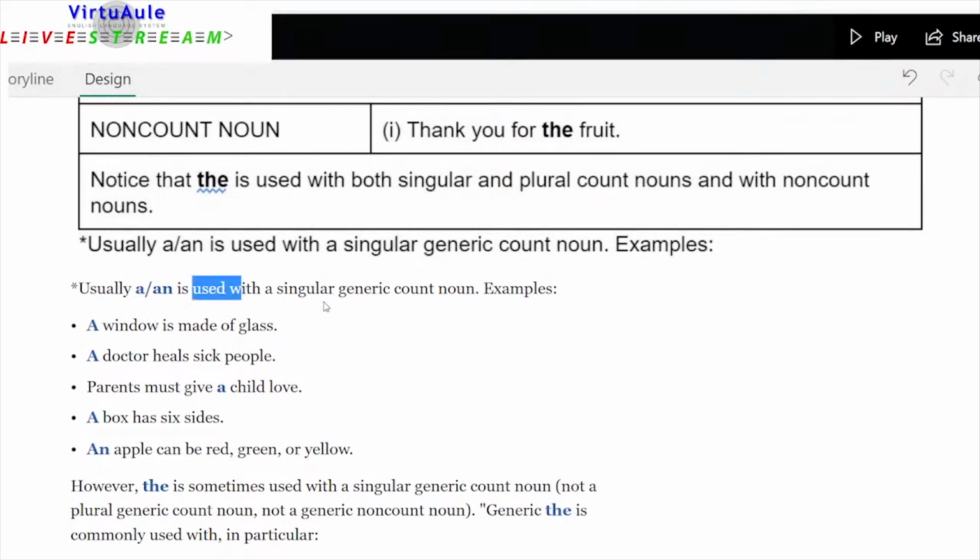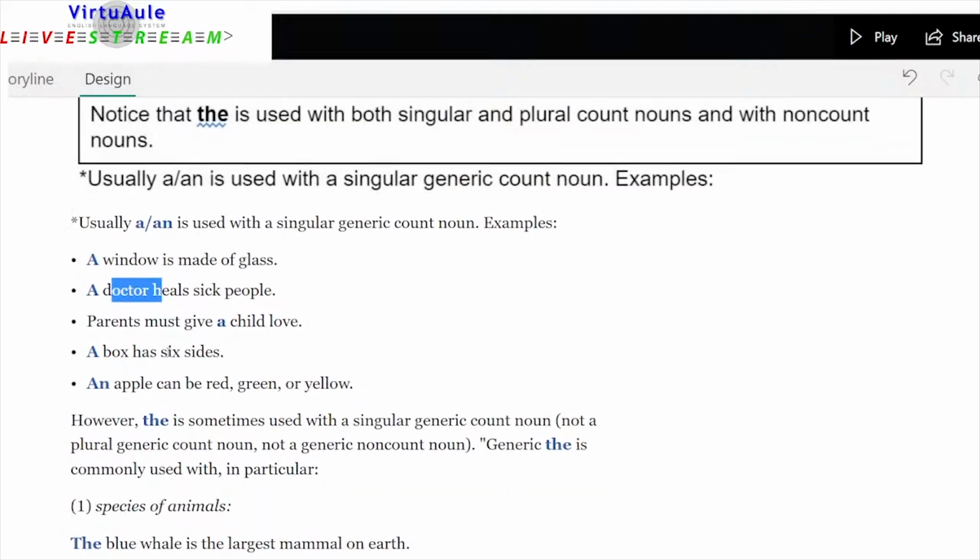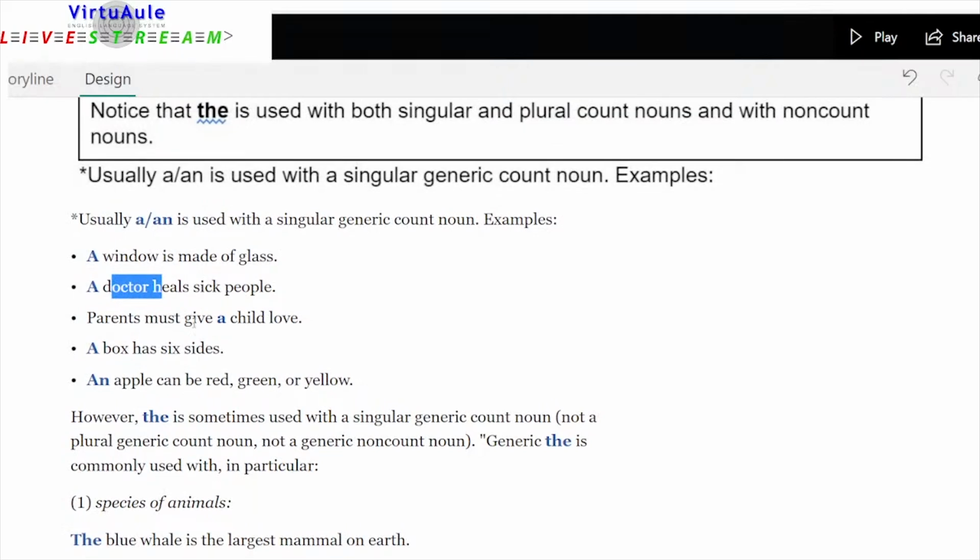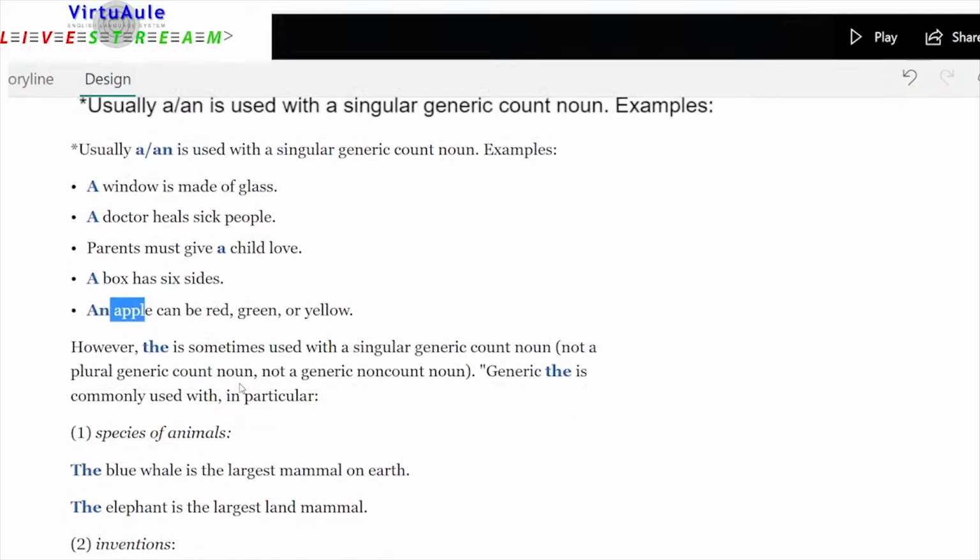Usually a and an are used with singular generic count nouns. So a window is made of glass, a doctor heals sick people, parents must give a child love. These are all singular generic count nouns. A box has 6 sides. An apple can be red, green, or yellow.